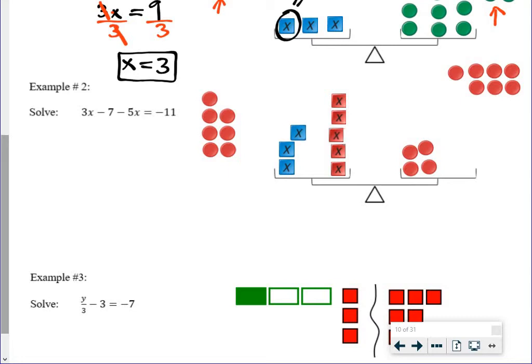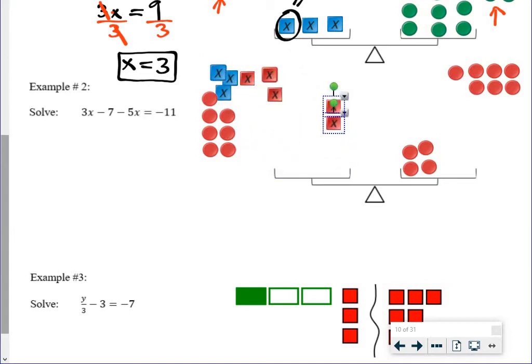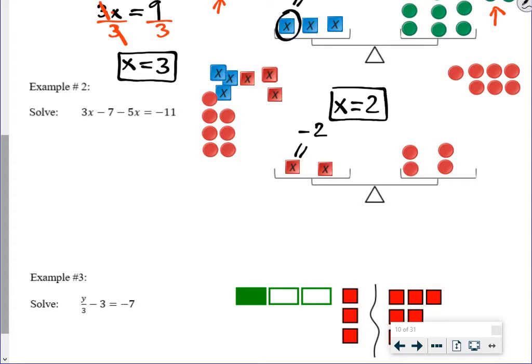Now each of these pairs add to 0, so that's gone. That's simplified. Those 2 are gone because they add to 0 as well. And I can remove those 2 as well because they add to 0. So what remains? I have 2 red x's, and if I make these into 2 equal groups, I can see that one of these is worth negative 2. So in other words, x is positive 2. So 1 positive x equals positive 2.